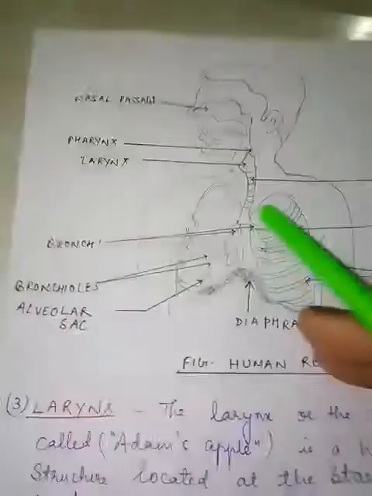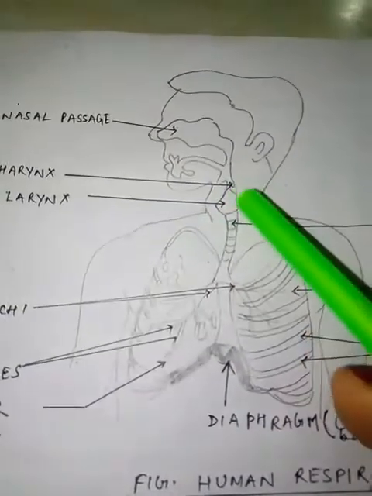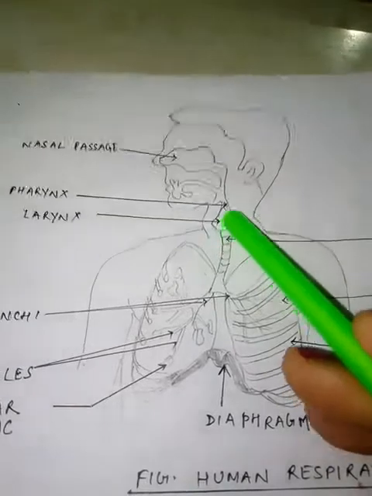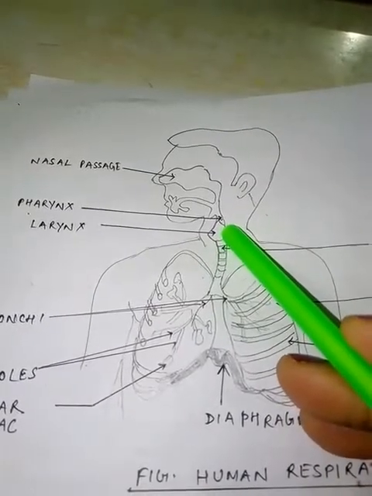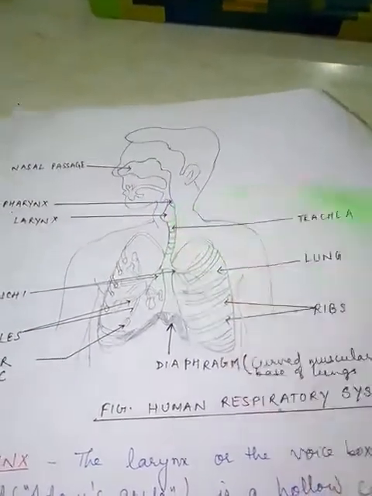You can see the location of the larynx. I'll bring it closer to you. This is the position of the larynx. Okay, it is just at the start of the windpipe, that is the trachea.